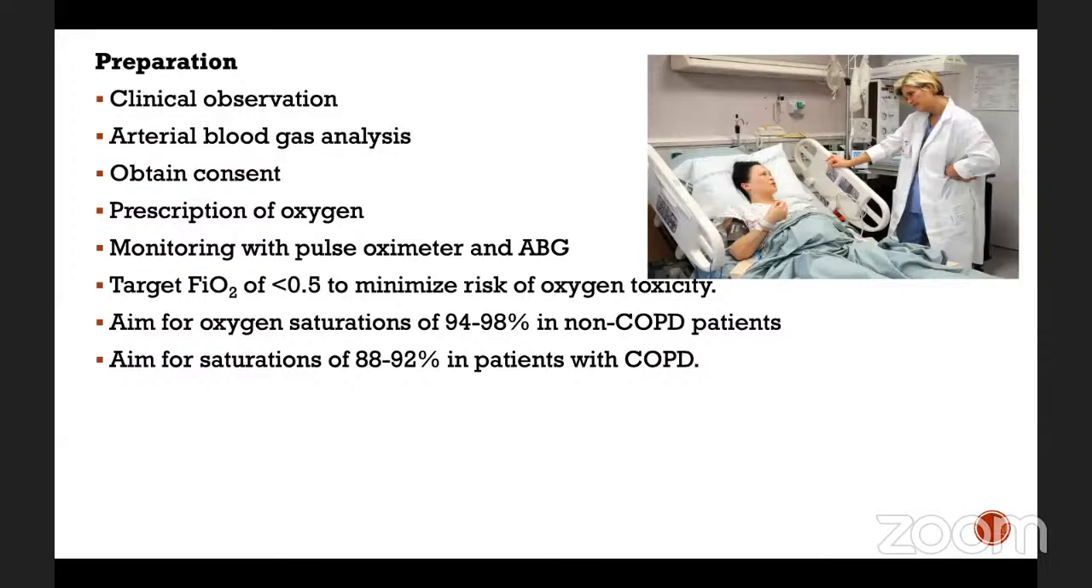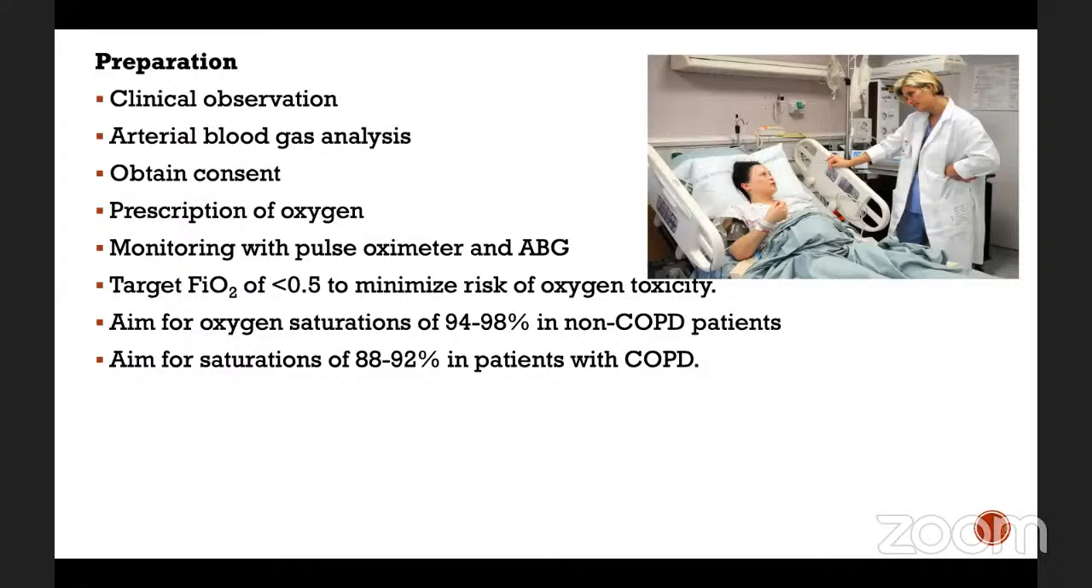Thereafter, when we commence that, we also need to continue to monitor the patient, checking the pulse oximetry arterial saturation, and also doing arterial blood gas analysis to know whether we've been able to correct the deficit we noticed before commencing the oxygen therapy. Now, we usually start with 100% oxygen, depending on the particular device we are using. But the target is to go as low as less than 0.5 fractional inspired concentration of oxygen to minimize oxygen toxicity.